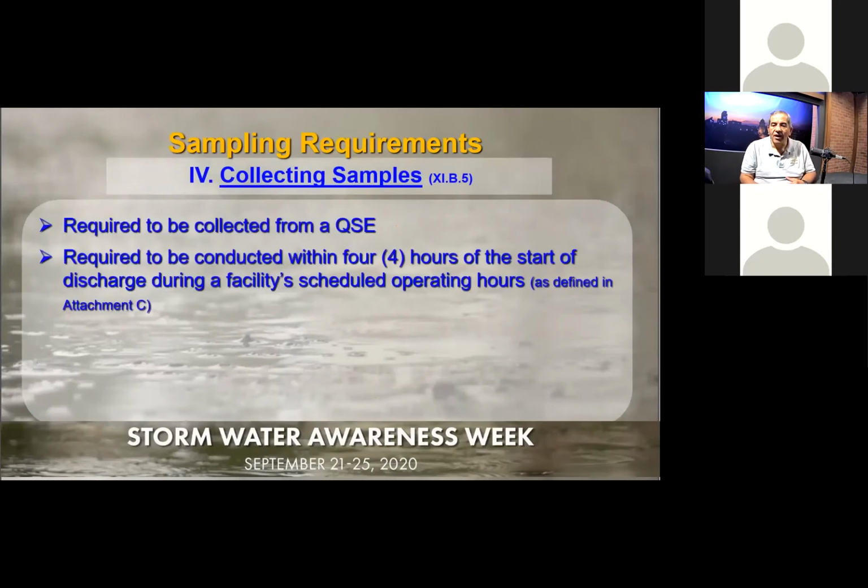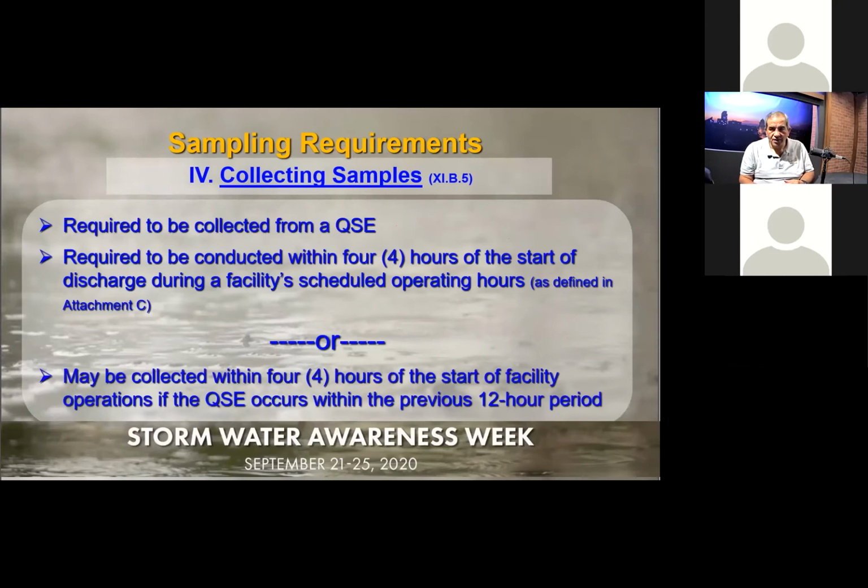Collecting samples, okay? You're required to collect a sample from a qualifying storm event. When do you collect the samples? It has to be within 4 hours from the start of discharge during facility scheduled operating hours. So people think, wait a minute, it starts raining. Not only does the rain have to start, you have to have enough for there to be flow. When rain starts and you have flow, that starts the QSE right then, your qualifying storm event. Okay, great. We have enough rain, we have flow.